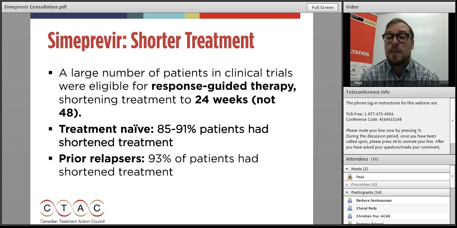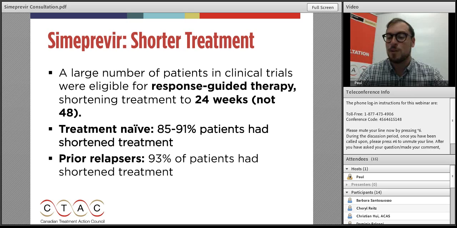So this is how the response-guided therapy experiment turned out with Simeprevir, and it was actually really, really good. The vast majority of patients in clinical trials were eligible for response-guided therapy and shortened their treatment to 24 weeks. This was very big. For the treatment-naive folks in the trials, 85 to 91% of patients qualified and only had a 24-week treatment with a Simeprevir-based regimen for their hepatitis C.